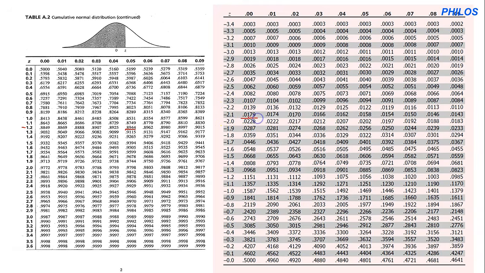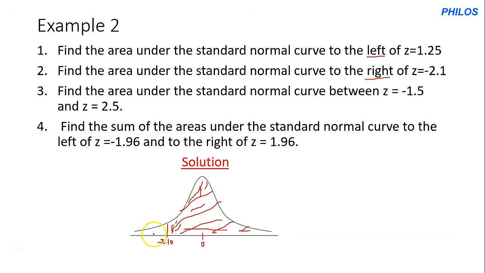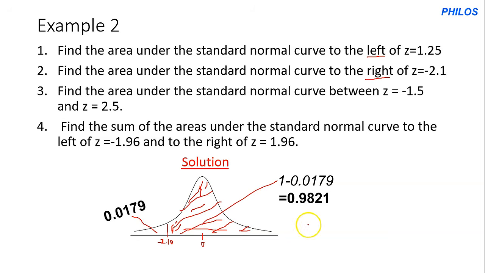So that will be 0.0179. So the 0.0179 represents area to the left. Remember, I told you when you check a negative z-score also on a negative z table, the answer represents the left. But we want the right side. So to get the right, we say 1 minus the left. Okay, since the left is 0.0179, then to get the right will be 1 minus 0.0179, and that will give us 0.9821. So let's look at question 3.